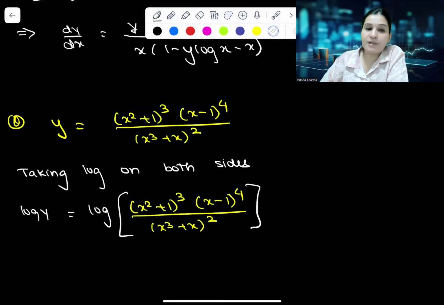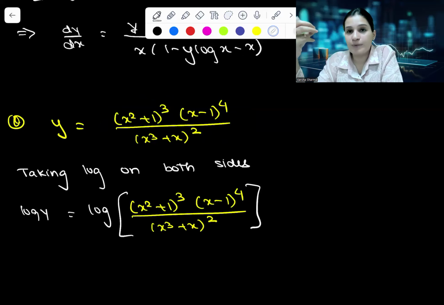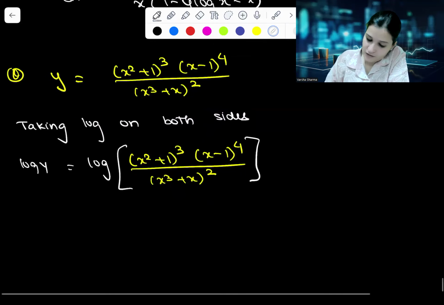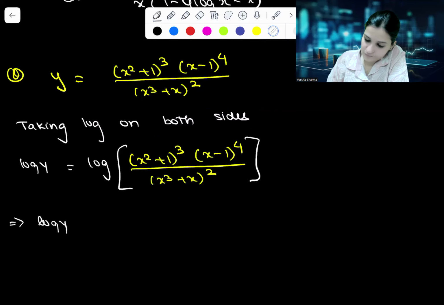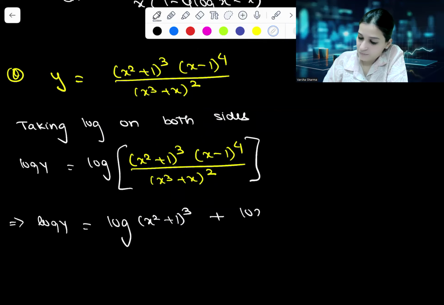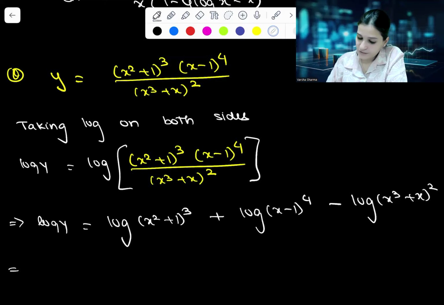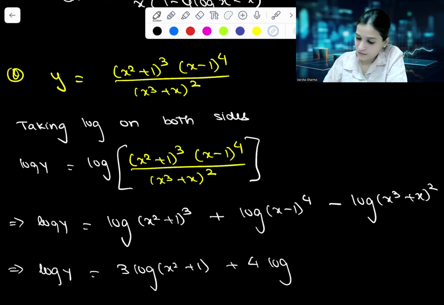So in log, log AB opens up as addition, log A plus log B. Log A by B, division, opens up as subtraction, log A minus log B. So log y equals log x square plus 1 whole cube plus log x minus 1 to the power 4 minus log x cube plus x power 2. The powers come to the front: 3 log x square plus 1 plus 4 log x minus 1 minus 2 log x cube plus x.